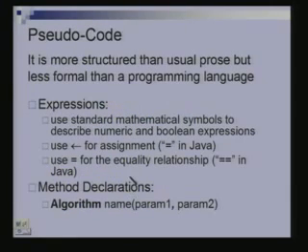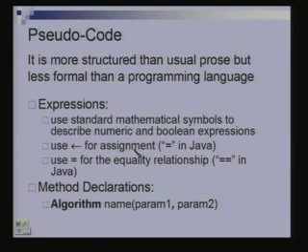Okay, so that's what I was saying: pseudocode is more structured than usual prose, but it's less formal than a programming language. Yeah, and what will our pseudocode look like? We'll use standard numeric and Boolean expressions in it, right?